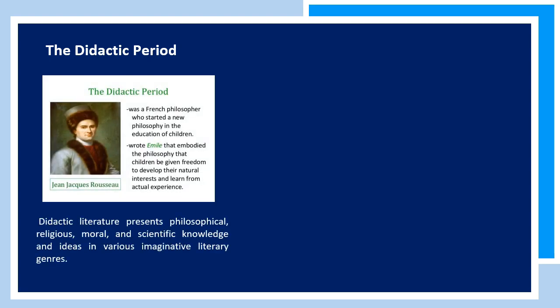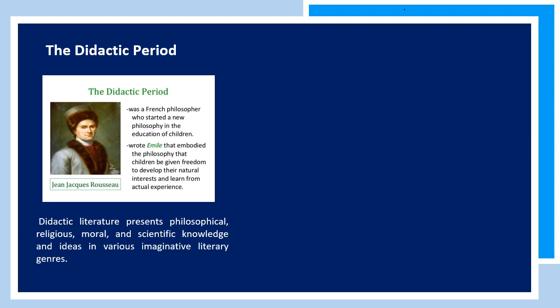Let us proceed to the didactic period. So the didactic period is known for its contribution by Jean-Jacques Rousseau, who is a French philosopher who started a new philosophy in the education for children. If we say didactic literature, it presents philosophical, religious, moral, and scientific knowledge and ideas in various imaginative literary genres. So here come the different genres of literature.